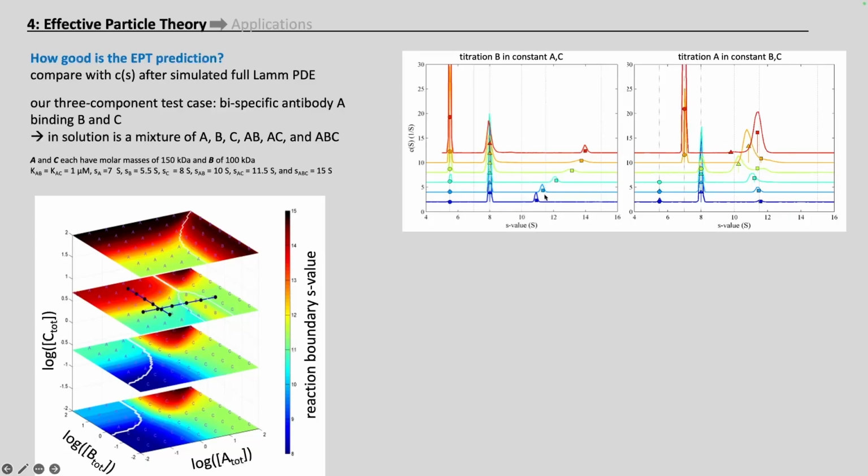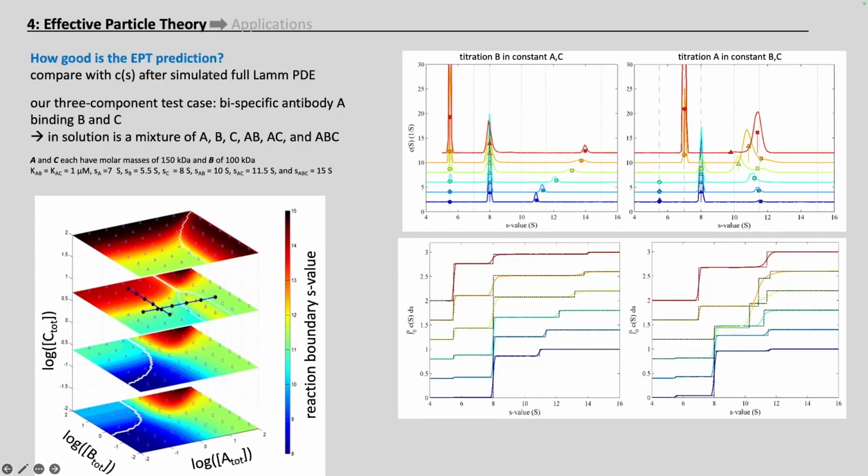So the symbols here are the predictions from the effective particle theory. And this is a little hard to compare, but it's easier if we turn this into a cumulative sedimentation coefficient distribution. And I believe you will agree this nicely matches. Of course, the C of S distributions have a finite width, whereas the effective particle theory is, of course, discrete, but this will not matter in the isotherm analysis.